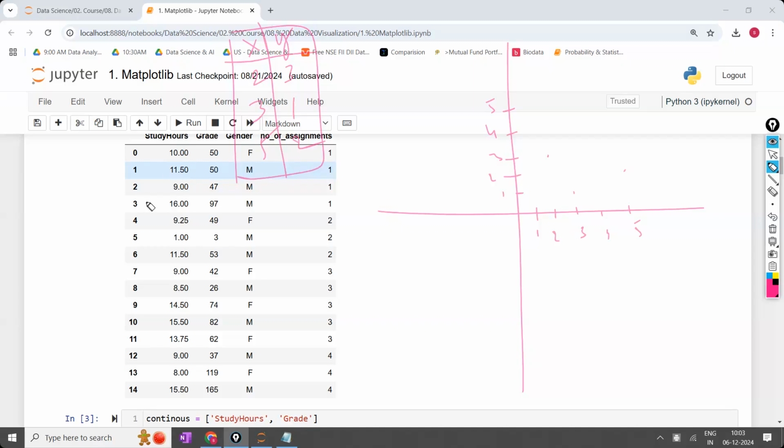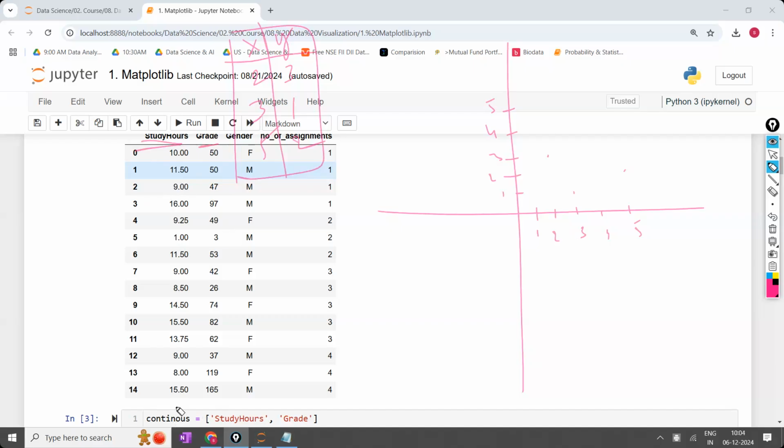Now for this data, 10 comma 50, I'm going to consider this one on the x-axis and this one on the y-axis. So automatically the first value is going to be 10 comma 50. Wherever 10 is on the x-axis and 50 on the y-axis, it will keep one dot. Then 11.5 comma 50, 9 comma 47, 16 comma 97, 9.25 comma 45. Like that it is going to keep the dots. In total it is going to keep 15 dots, because the total number of records is 15. 15 records, 15 data points, 15 dots.